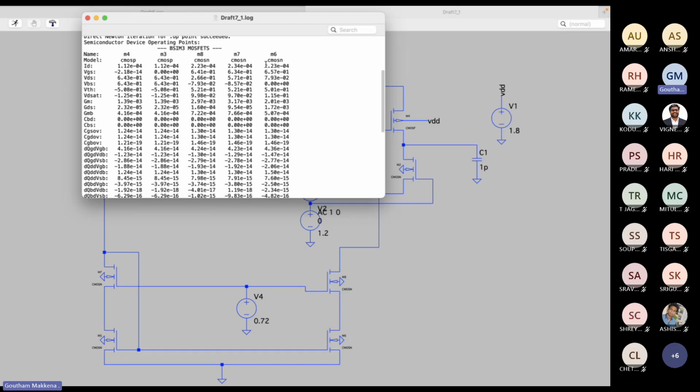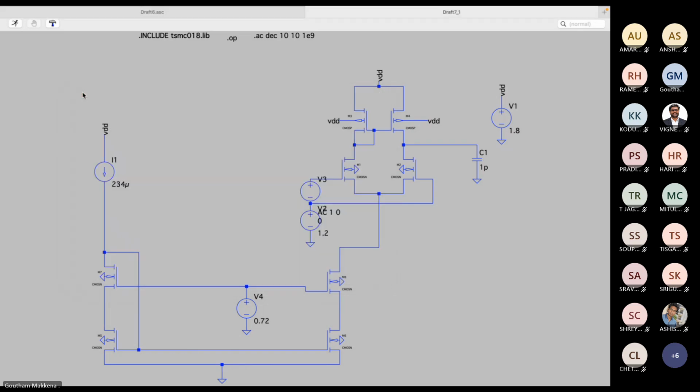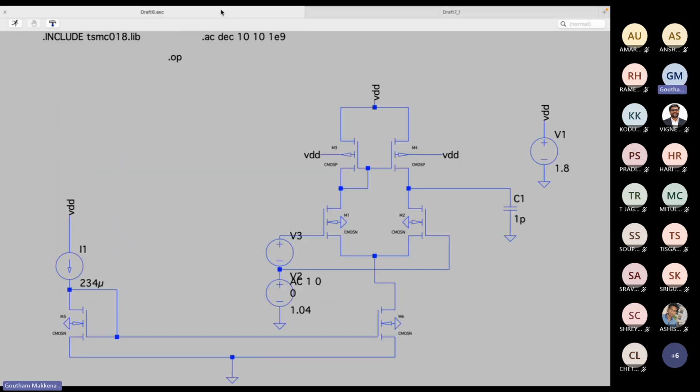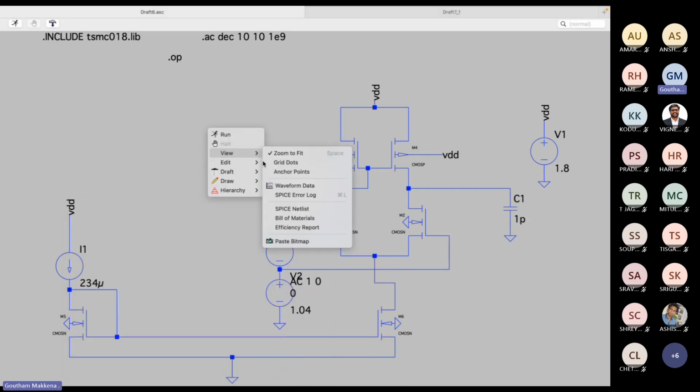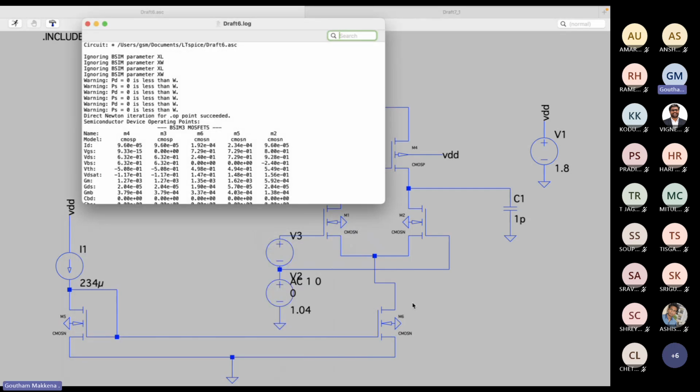What was the value that we got here? In this branch, the current, I think, was somewhere around 180 microamps, right? In the previous design. So what I mean to say is, in this design, if I look at the SPICE error log, I didn't run it, I just want to see the error log. I want to check M6, the drain current through M6. So the drain current through M6 is 192 microamperes.